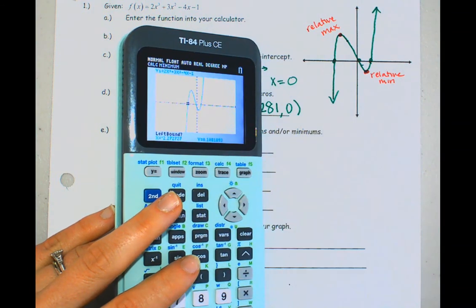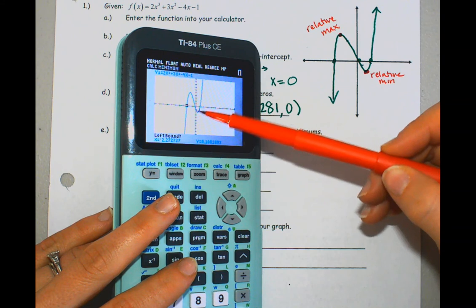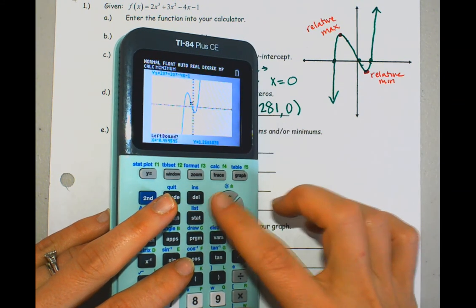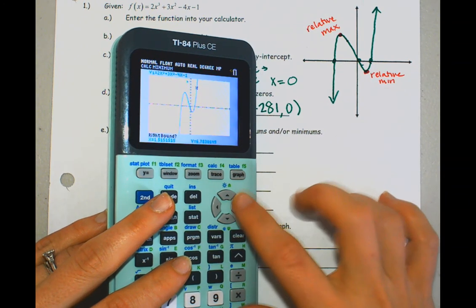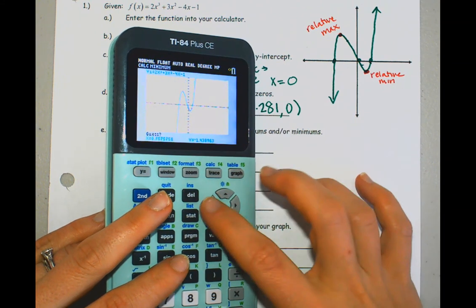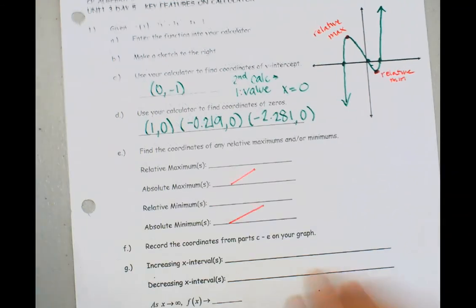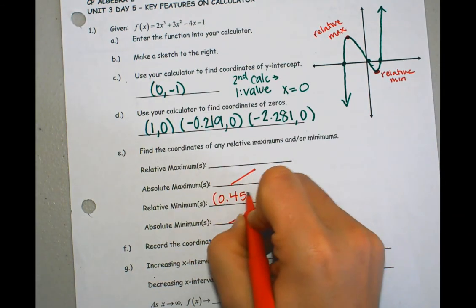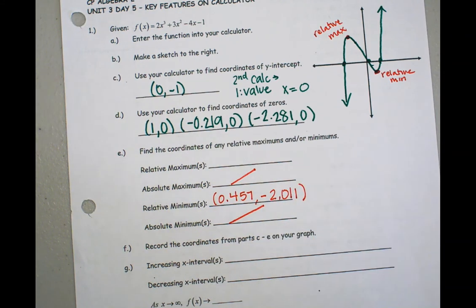There we go. Okay, so remember, when you're looking for the minimum, you're trying to find this point over here. So to be to the left of that, I'm going to toggle this way. This is to the left of that point. Then to be to the right, I got to pass that minimum. So right there would be fine. And then guessing, I get as close to that lowest point that I'm looking for as possible. So we should have gotten the point for our minimum at 0.457, negative 2.011.